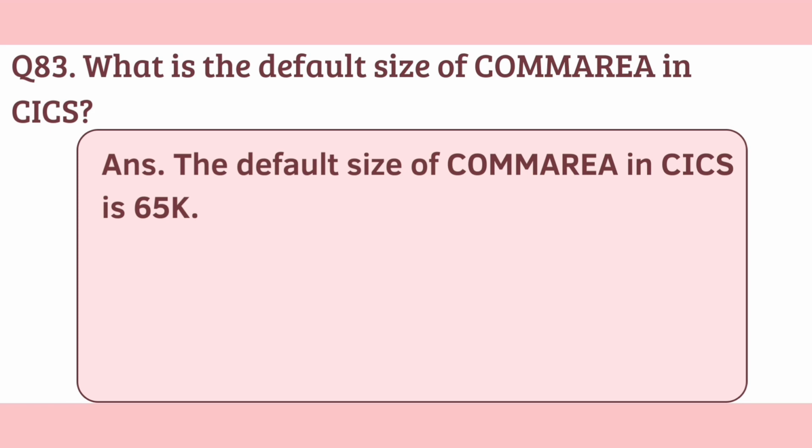Moving to question number 83. What is the default size of COM area in CICS? The answer is the default size of COM area in CICS is 65K.